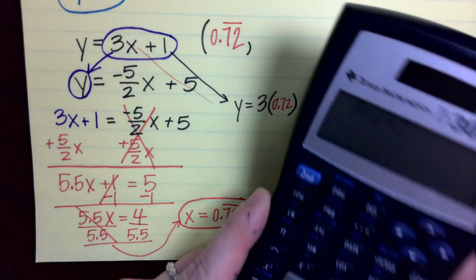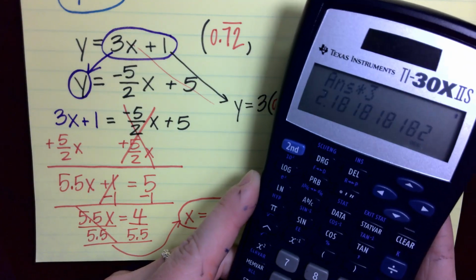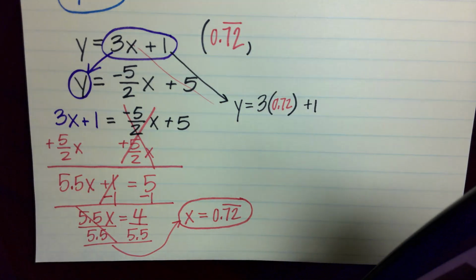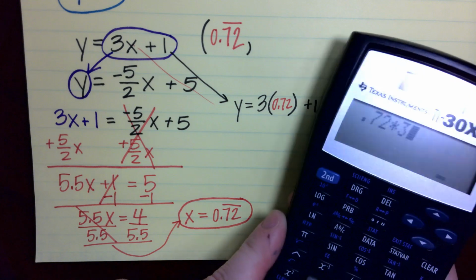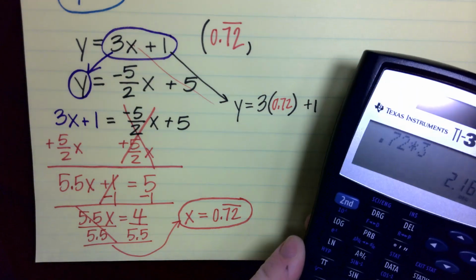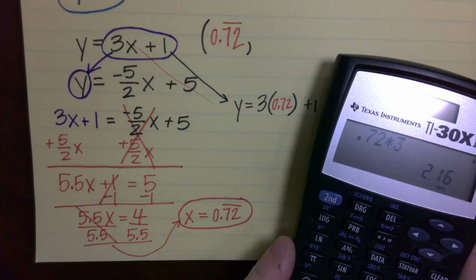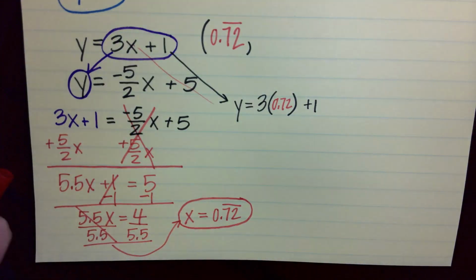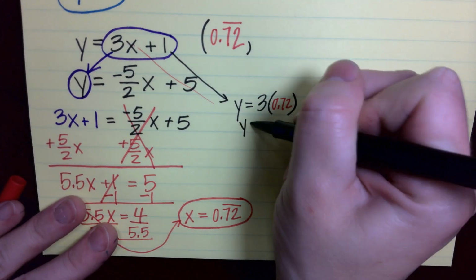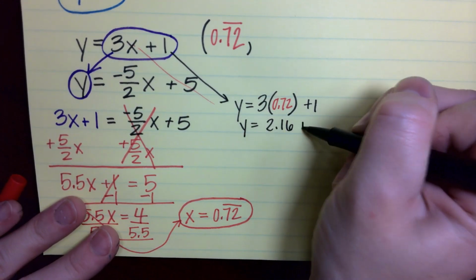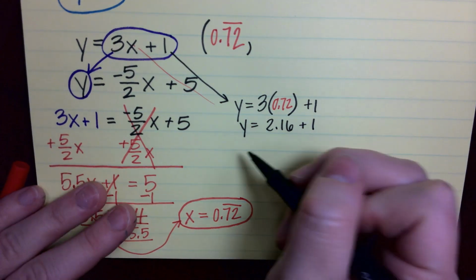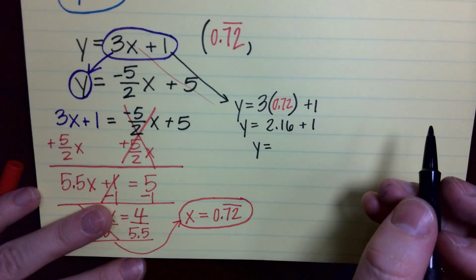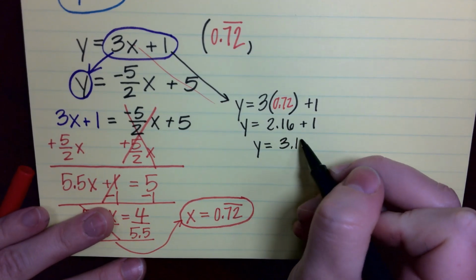Let's see. Got 2.16. I got 2.18. 1.6. Let's see what happens if I do 0.72 times 3. Yeah, 2.16. So it'll be a little different depending on what you type in. Let's go with 2.16. Okay, so y equals 2.16 plus 1. What's that going to give us? That's going to give us 3.16.